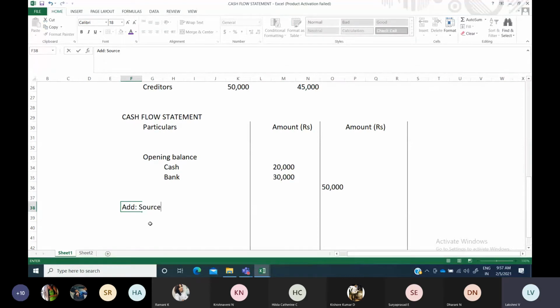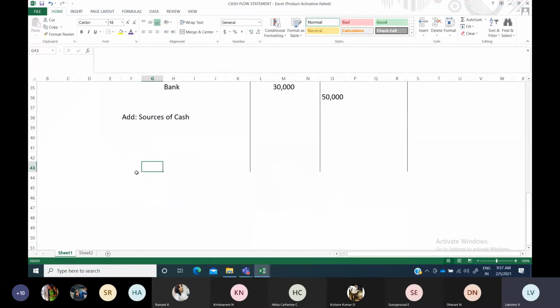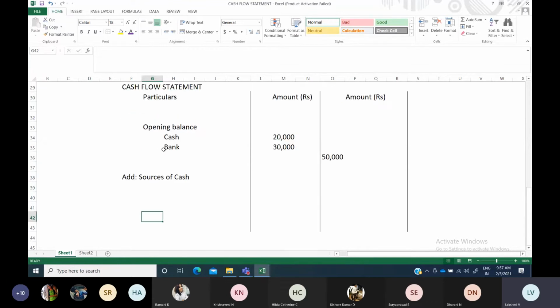Sources of fund you should not mention, because it is a cash flow statement. Better to write it as sources of cash. Now, as usual, issue of shares and debentures, and sale of furniture, machinery, all things that come into your business as inflow of cash, you can mention under sources of cash. The same thing only.